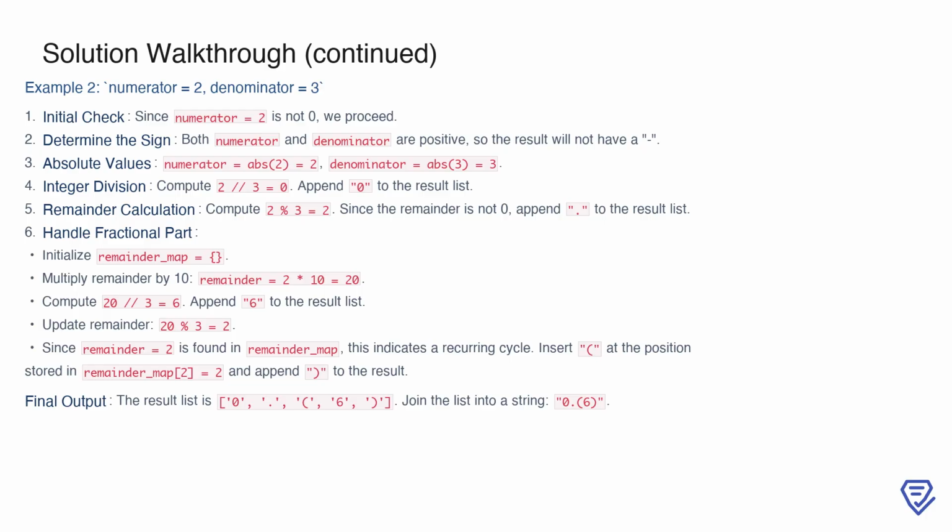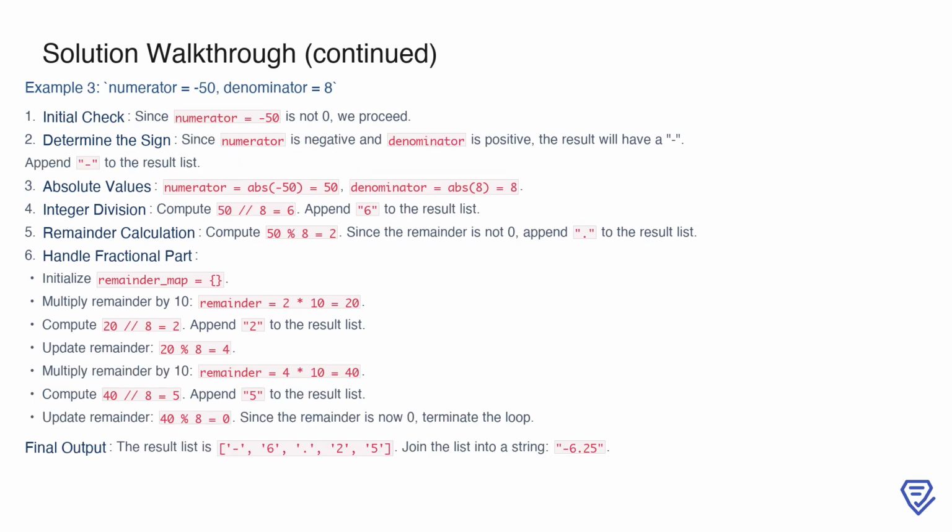To handle the fractional part, we initialize an empty remainder map. Multiplying the remainder by 10 gives 20, which, when divided by 3, yields 6. We append this to the result list. The remainder now becomes 20 modulo 3, which is 2. At this point, we notice that the remainder of 2 already exists in our remainder map, indicating the start of a recurring cycle. We use the position stored in the map to insert an opening parenthesis before the recurring part and append a closing parenthesis at the end. This finalizes the result as 0.(6), where the repeating part is enclosed in parentheses.